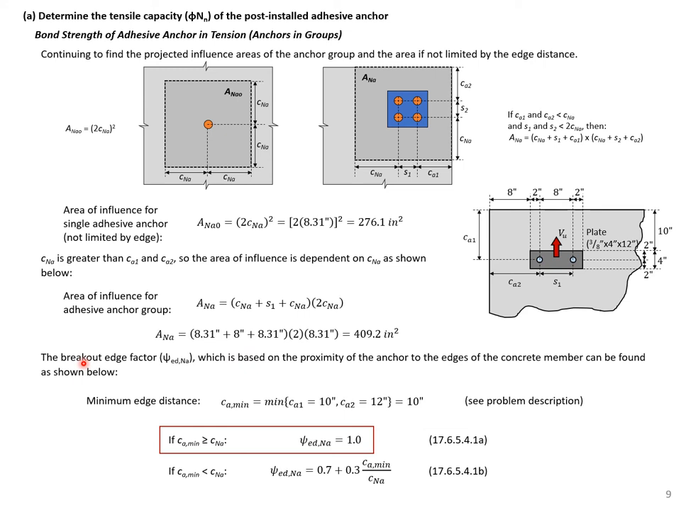Next, we can find some of our different factors that we'll need, and we can start with our breakout edge factor. We see that our C sub A minimum, so the minimum of our 10 and 12 inches, or 10 inches, is greater than our C sub NA, which was 8.31 inches. So we can use a psi factor here equal to 1.0.